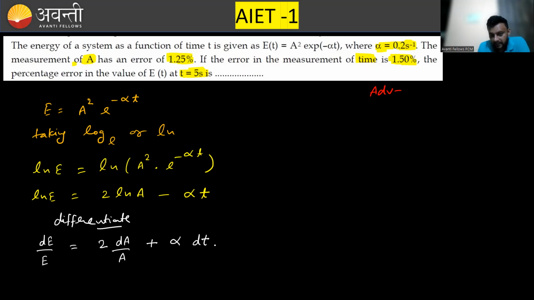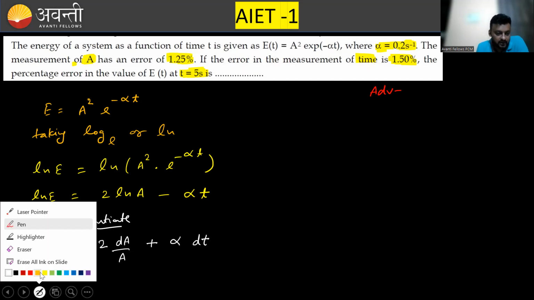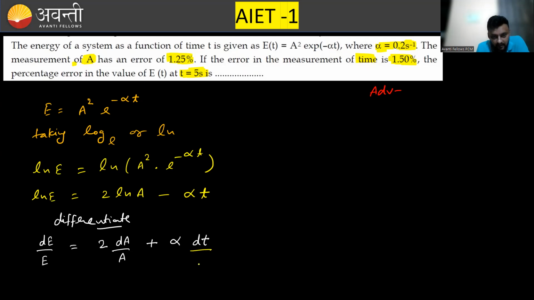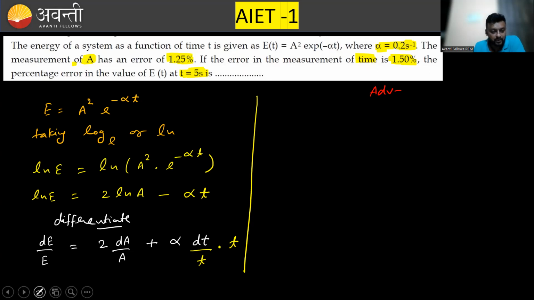dA over A is the term of relative error, but for dt there must be a t in the denominator. What if there is no t? We can make it divided by t multiplied by t. Clear? Now, everything is in percentage error, so you can multiply with 100 as well. So I am multiplying with 100 and with 100 as well. Clear? There is no problem with that.